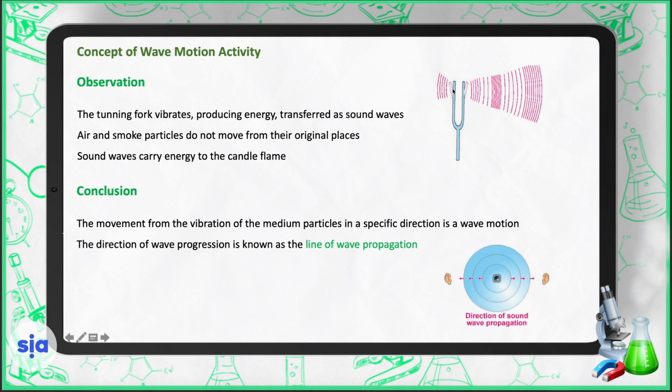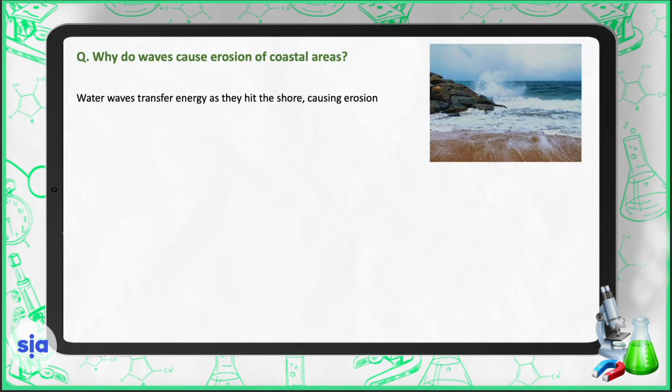So, if this is the source of the sound waves, it will cause vibration of the medium particles, let's say the air particles, and propagate in the direction of the wave motion in a line called a line of wave propagation. So why do waves cause erosion of coastal areas? Let's see together. Water waves transfer energy as they hit the shore, causing erosion.